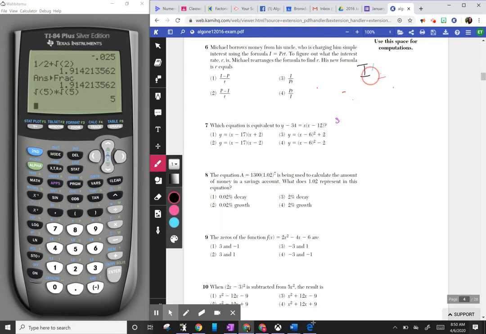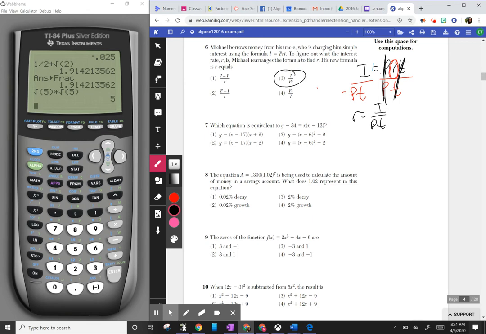So instead we're going to do, so I equals PRT. They want us to solve for R. So they basically just want us to get R alone. And as you can see, we're doing P times R times T. So the opposite of times is to divide. We're going to divide both sides by P and T because that'll allow us to cross the P out on the right and the T out on the right. And now we're left with R. So we have R equals I divided by PT, and that is option 3.